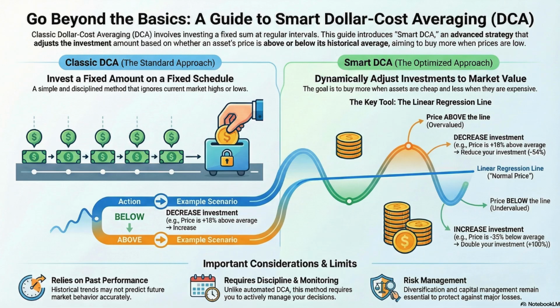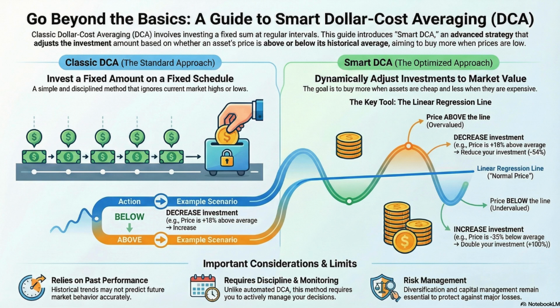Because this is not set it and forget it. That's my main concern. Doesn't the requirement for constant monitoring, calculating the deviation, and then executing the formula manually, doesn't that defeat the simplicity that made classic DCA so effective for the average person? It absolutely requires a higher level of discipline, and that's the second limitation. Regular monitoring and discipline are non-negotiable.